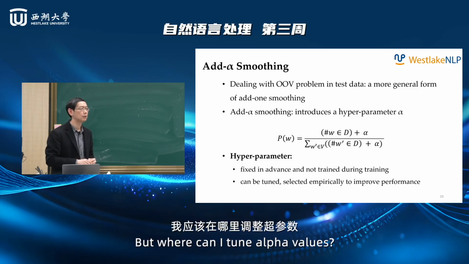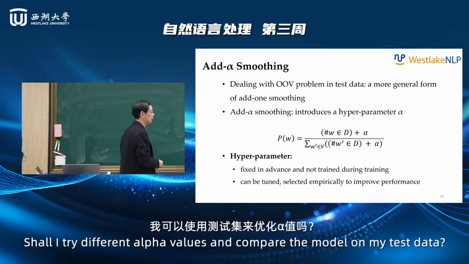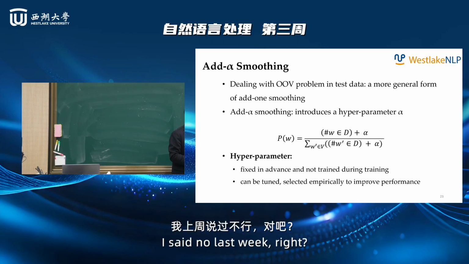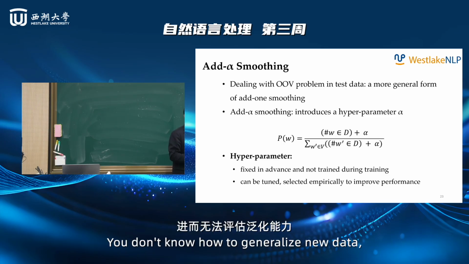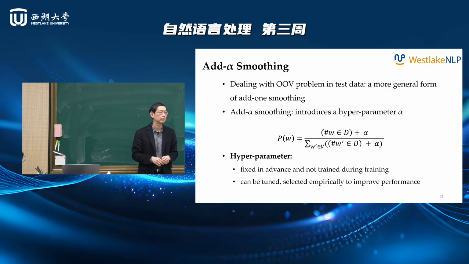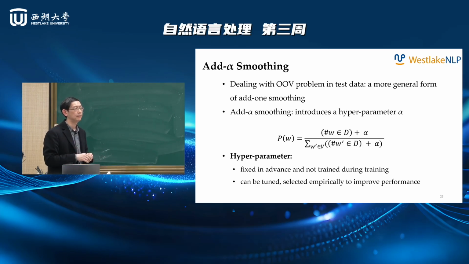But where can I tune the alpha values? Shall I try different alpha values and compare the model on my test data? I said no last week, right? Because if you do this, your model will fit too well on your test data. You don't know how it generalizes to new data. So you need a validation set or development set to tweak alpha. So hyperparameters must be tuned on your development data. Remember, remember, remember, okay?